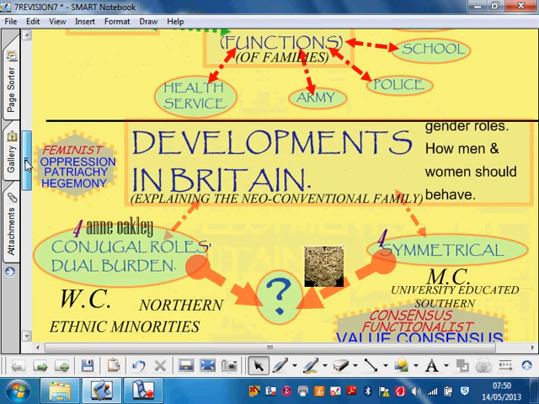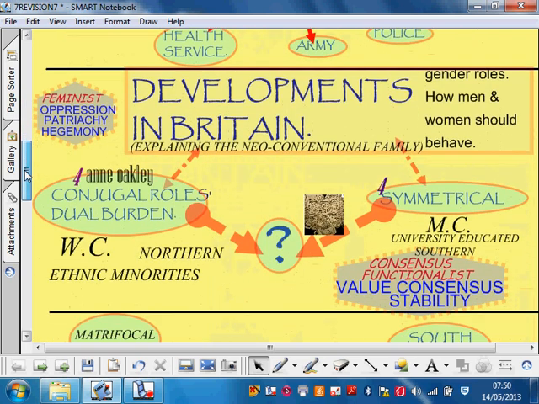Okay, contemporary developments. So, gender roles, how men and women should behave. I'm going to explain in the neo-conventional family. About 30 years ago, sociologists started to notice the neo-conventional family, where men and women both have full-time jobs. And then they thought, well, how is that affecting what's going on in the home? And there were two distinct theories on this.